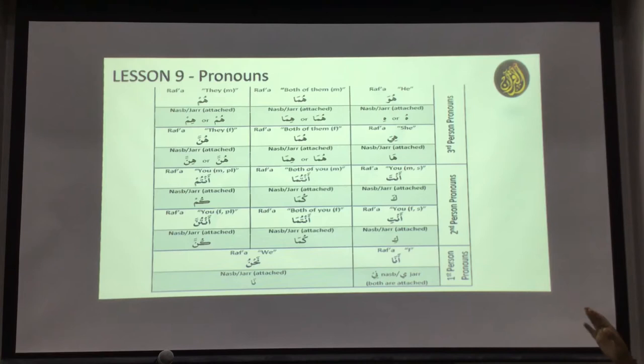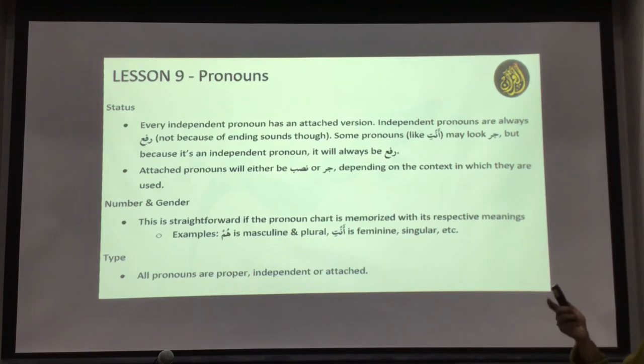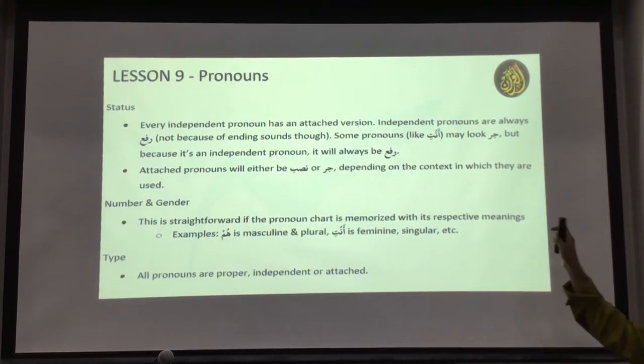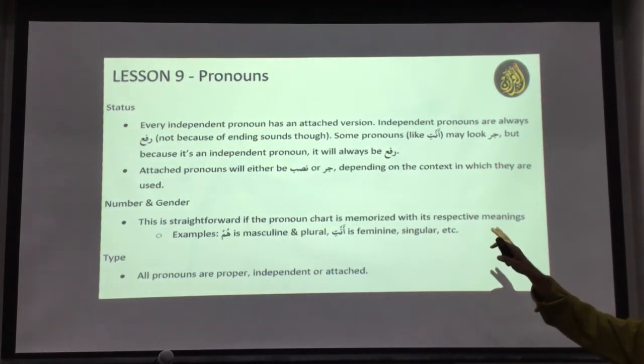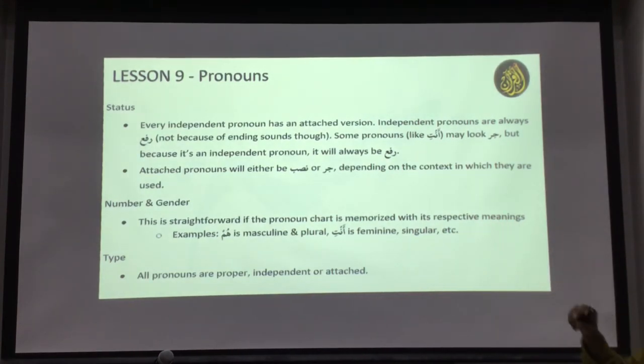So this chart is very, very important. If you don't memorize it, we cannot proceed to the next section. Just a few facts about the pronouns, and inshallah we'll finish today. Every independent pronoun has an attached version. Independent pronouns are always rafa. We already talked about that, right? Some pronouns like anti may look like jar because the ending is kasra, but because it is an independent pronoun, it is always rafa. We already talked about this one, okay?